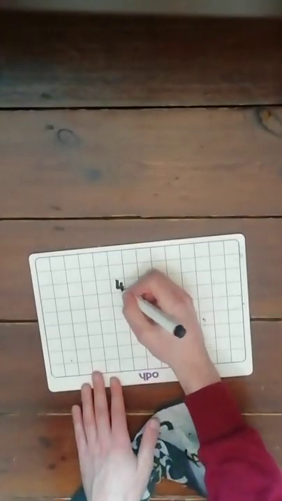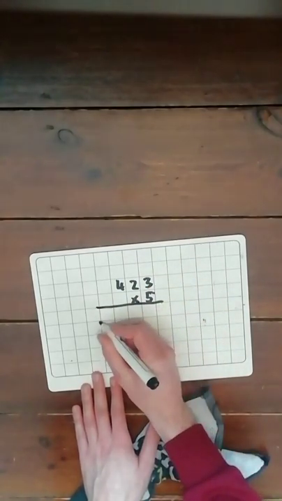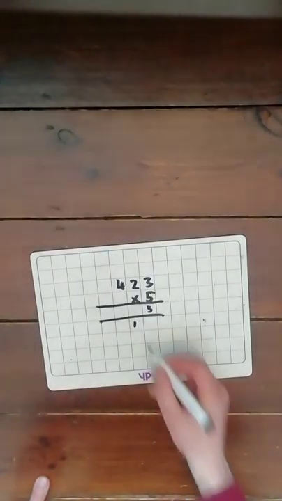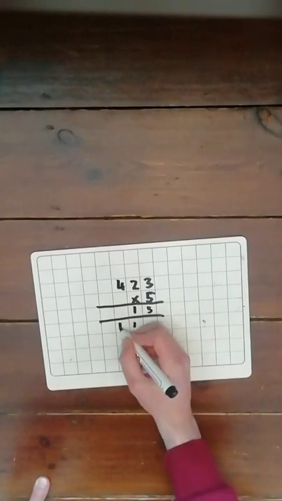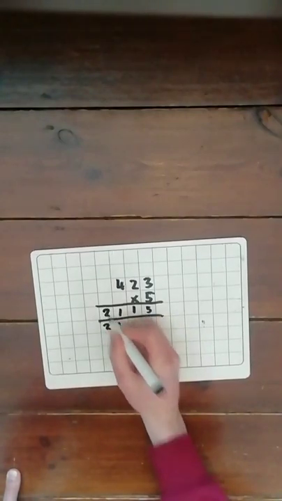So let's do 423 times 5, and I'll give you some thinking time because I quite like you to do this on the way. So 5 times 3 is 15. Remember, carry your 1. 5 times 2 is 10 plus the 1, 11. Carry the 1 over. 5 times 4 is 20 plus the 1, 21. Nothing there. Nice and easy.